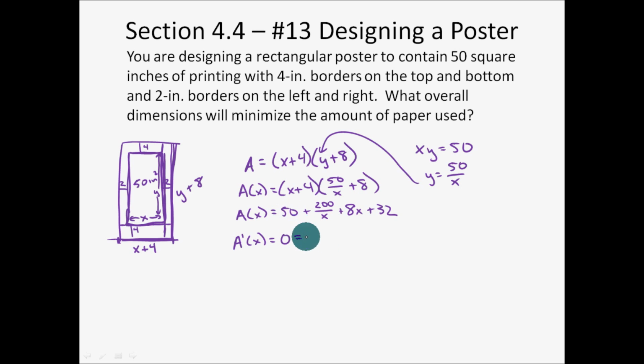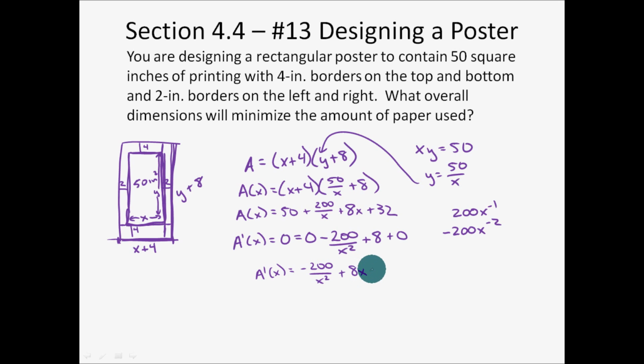The derivative of a constant is 0. 200 over x, so I'm going to think of it as 200 times x to the negative first. That way I can bring the exponent out front, so we'll have negative 200 x, and then I have to subtract 1 from the exponent, so to the negative second. So that's negative 200 over x squared, because that's what x to the negative second means, plus the derivative of 8x is 8, and the derivative of 32 is 0. So now I have A prime of x equals negative 200 over x squared plus 8.